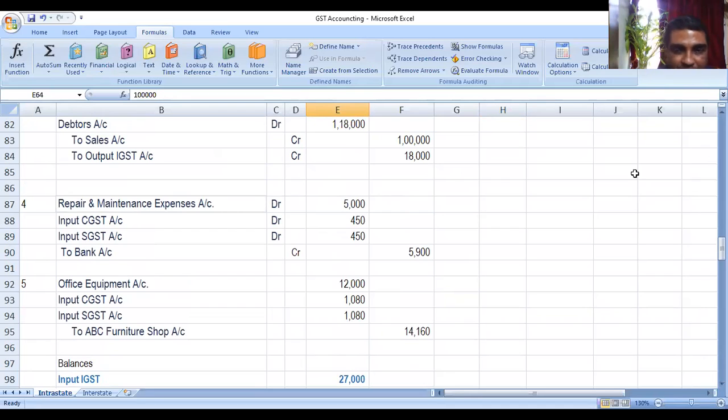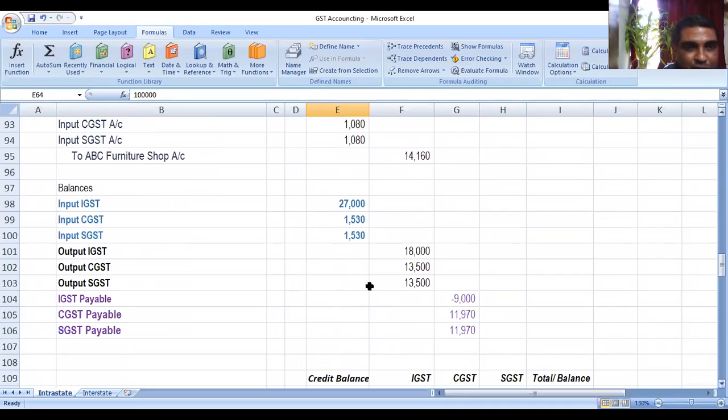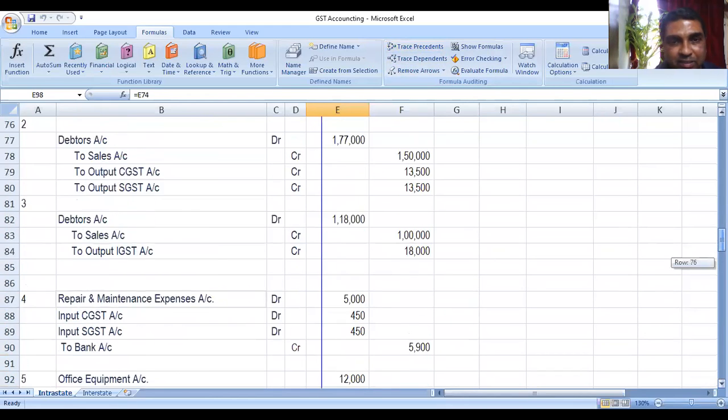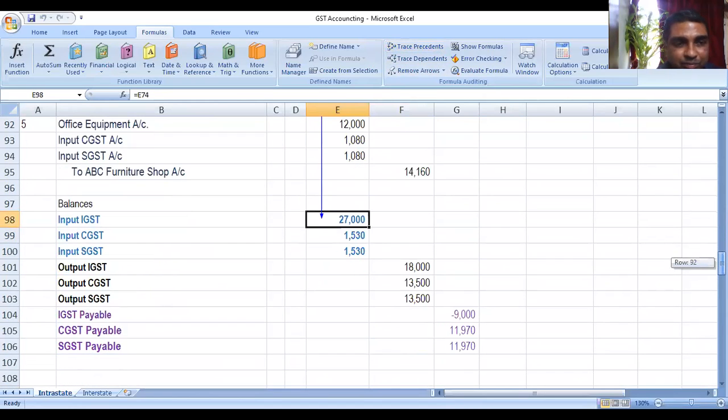Now you see, up to this point things are highly procedural, but now we have to apply our mind. Now, if you see, the total input IGST balance is 27,000. How is it 27,000? Where from? Let us see. Only in one place has a purchase been made. 27,000. Okay.